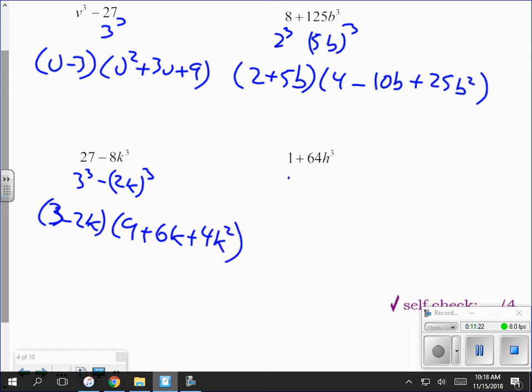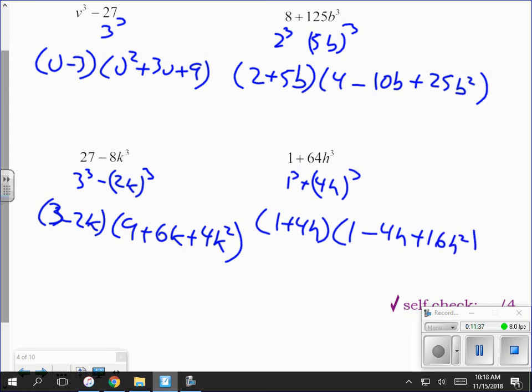And the last one is 1 cubed plus 4h cubed. So I have 1 plus 4h times 1 minus 4h plus 16h squared. Once again, the quadratic with the sum and difference of 2 cubes, the quadratic portion is unfactorable. You cannot go any farther with that one. It just can't.